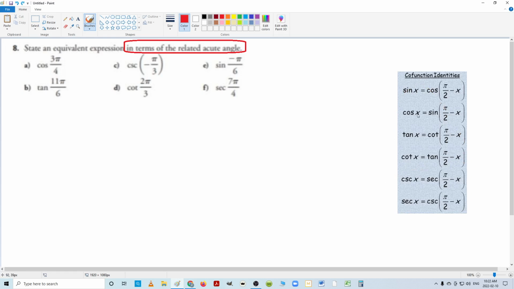Let's look at this question. State an equivalent expression in terms, and this is the important part in the red box, in terms of the related acute angle. So the first thing you should do is understand what an acute angle is and what a principal angle is. Those are the two things that we need to understand.